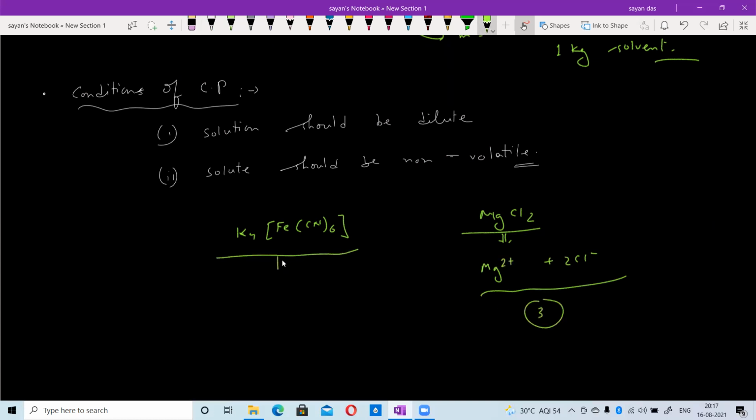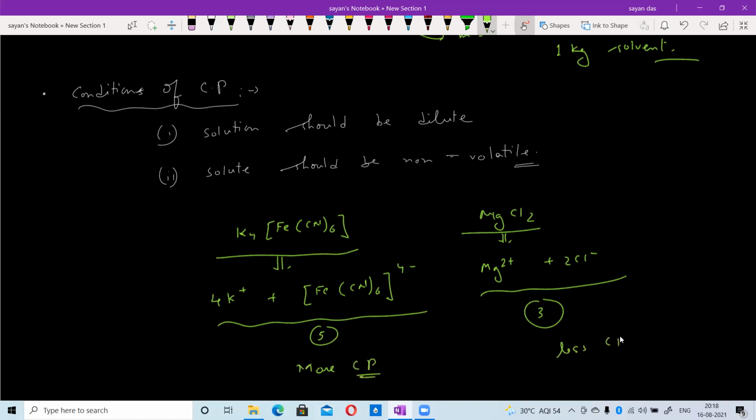After dissociation, in this case we can write 4K+ and Fe(CN)6 4−. Now in this case, how many ions are present? 5. So if the number of ions increases, that means the particle number increases, so we can say the CP value is higher. More CP in this case, less CP in the other. That's why colligative property increases. Is it clear? Write down this one.